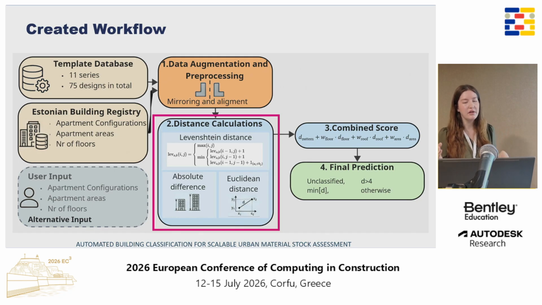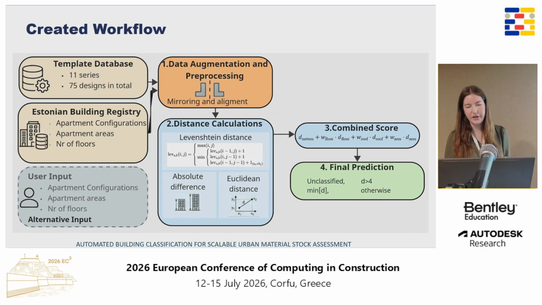And then the final prediction, because we know that we don't have all the designs, we don't have all the templates, and also not all apartment buildings are built by these templates. So I needed a condition to say that, okay, this building does not have a match. And for this version of the algorithm, I just decided on an absolute: if the distance was more than 4, I decided that this is definitely a mismatch. And otherwise, the closest distance will be used.